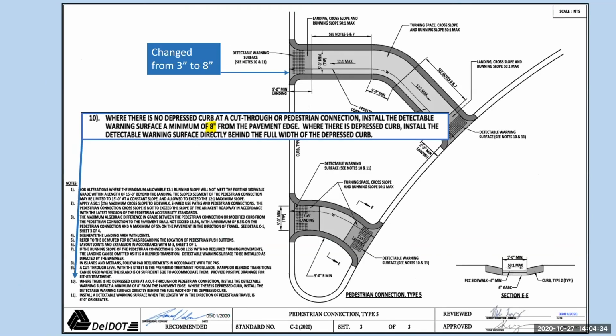And on sheet 3 of 3, this one changed in the presentation some for the pedestrian connection type 5. There was information on this sheet showing the adjacent connections on the other side, and that really wasn't relevant to this. Plus, there's a note stating that we changed from 3 inches to 8 inches behind the pavement edge when there's no curb as to where the detectable warning is. Pretty simple stuff.